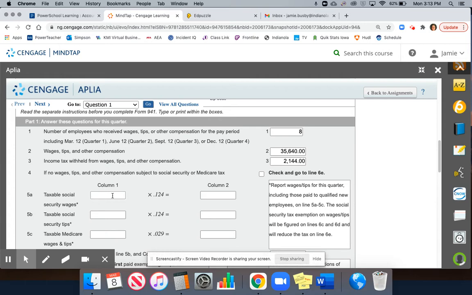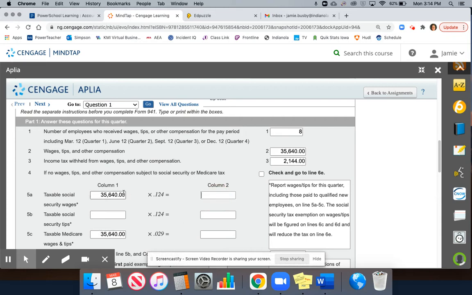Line 5, we need to determine our federal Social Security and Medicare. So, taxable Social Security wages. All of our money is taxable. It would say in the instructions if it wasn't. We don't have any tips, so we'll put a 0 there. And then $35,640 for Medicare as well.